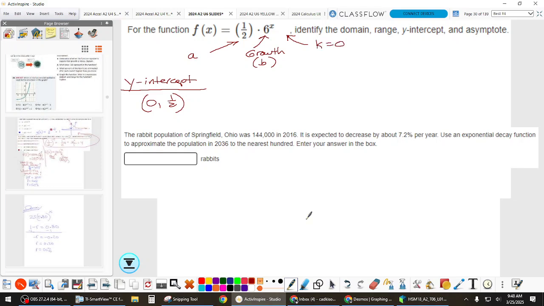So what is the asymptote, which is a y equation? 0, yeah. So the asymptote is y equals 0.